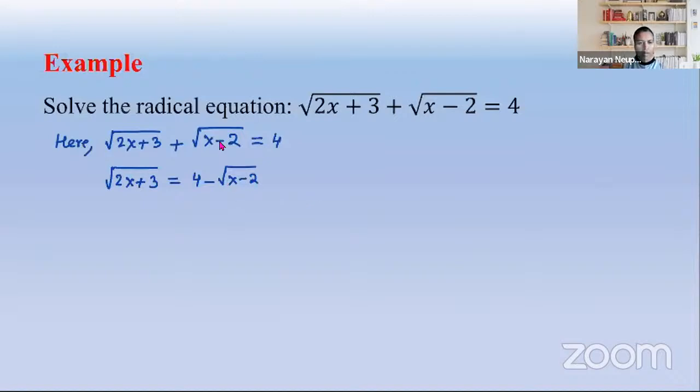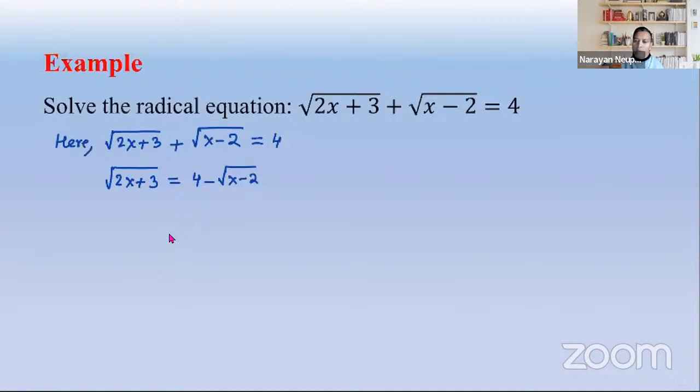We are moving that whole quantity. So whatever is there under the root, it will remain the same. So now we move the root, this one, square root of x minus 2 to the other side, so that we have only one root on the left hand side.